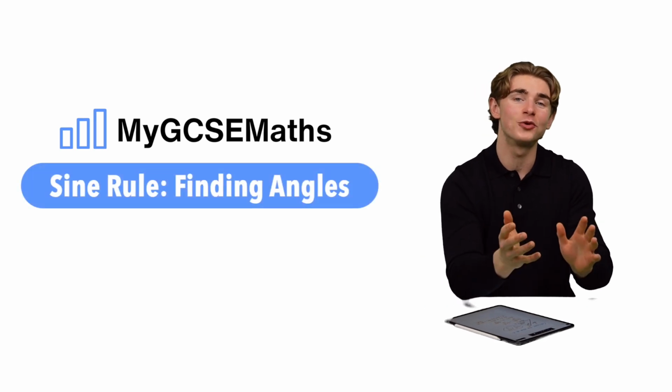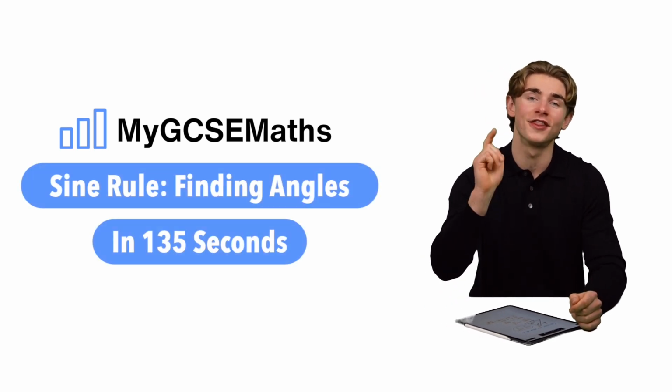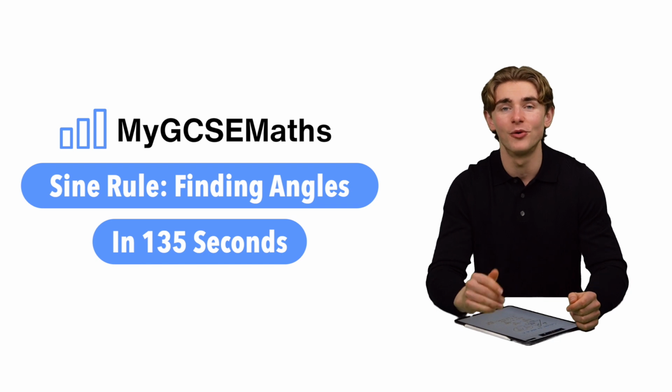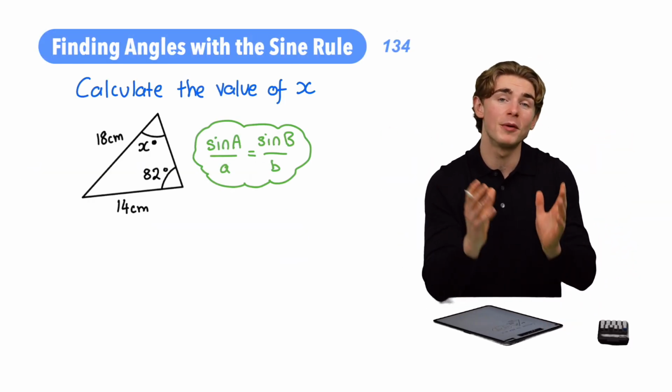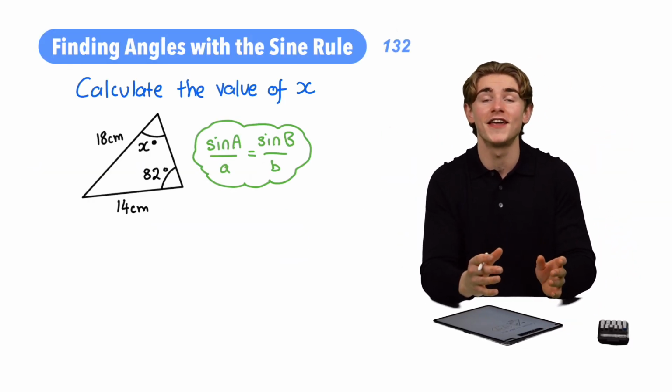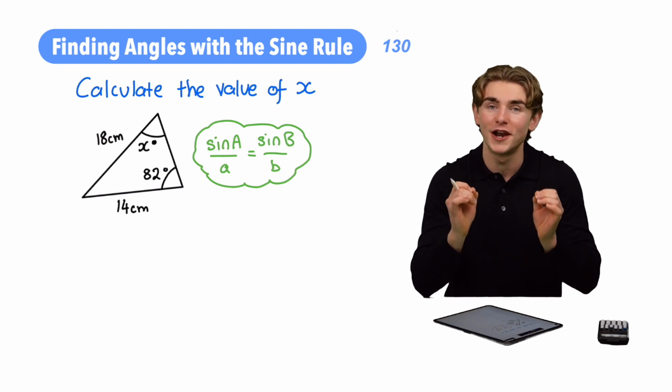How to use the sine rule to find a missing angle in 135 seconds. Let's go. I've got to say, guys, this is probably one of the least popular topics in my course, but it comes up a lot and it's worth a lot of marks.